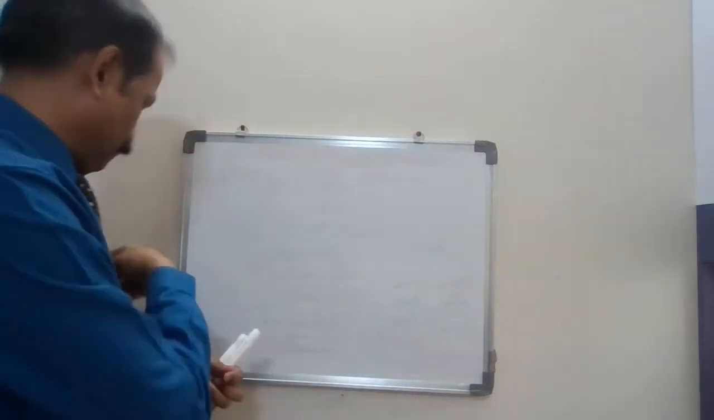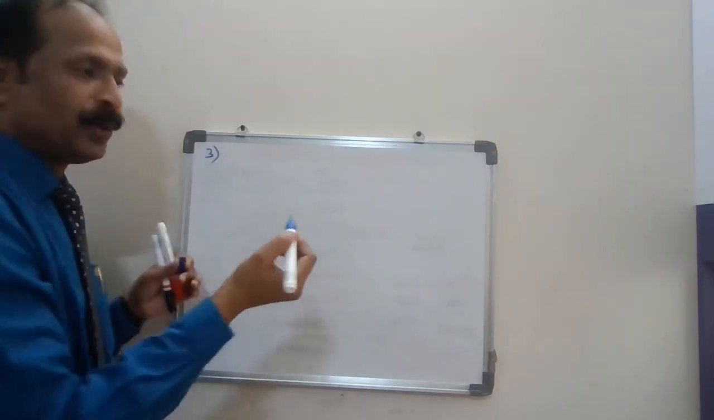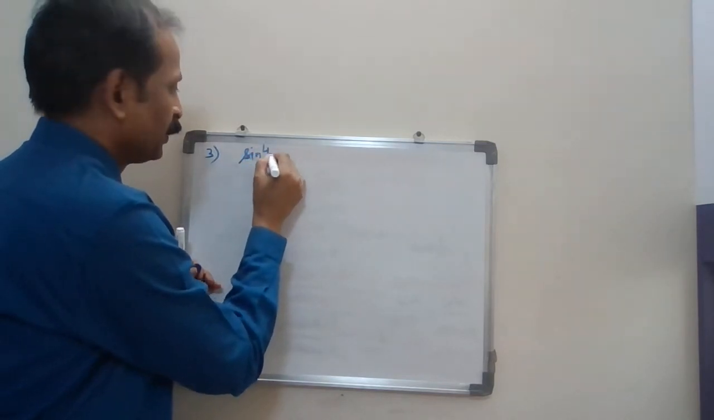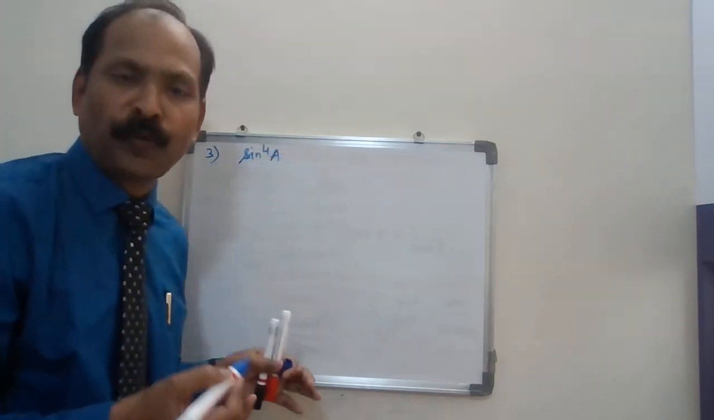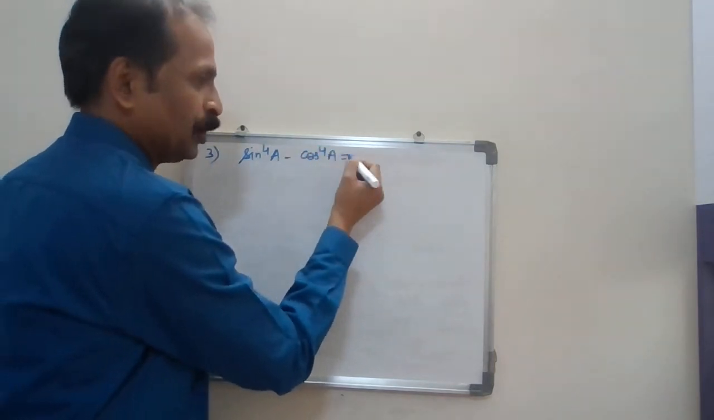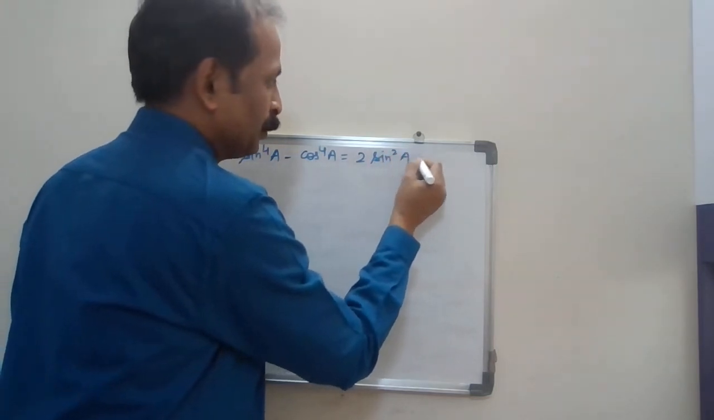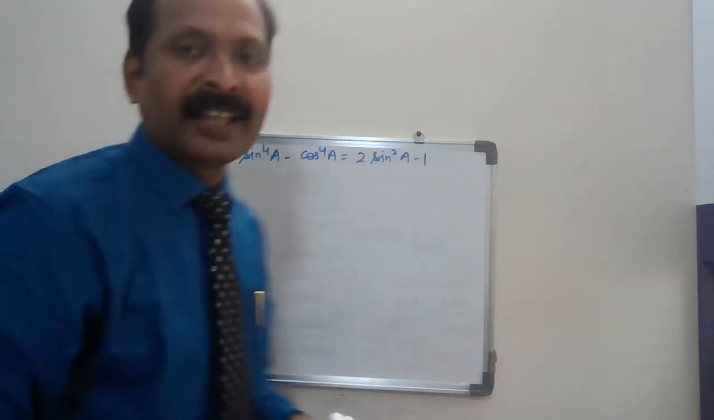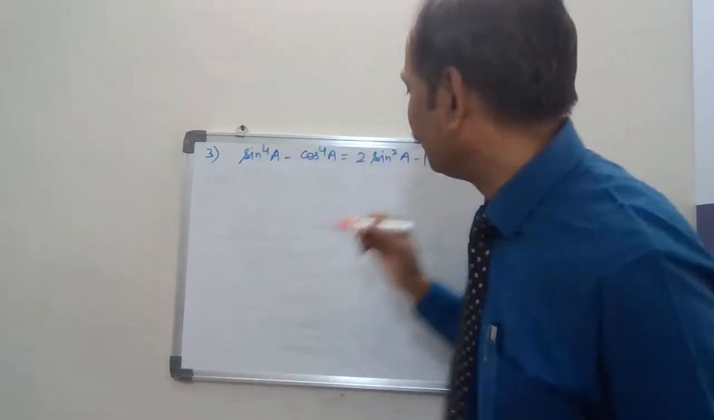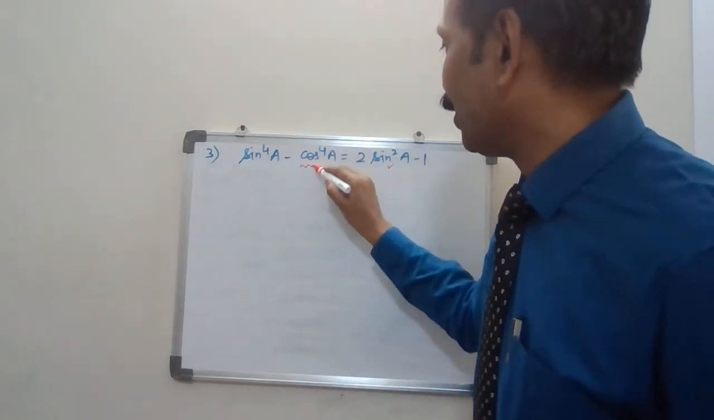Let me take one more. I'm just numbering. You can write the same, or you can just write ABC. So sine raised to 4A minus cos raised to 4A. You have to prove 2 sine square A minus 1. As I told you, please focus on the right hand side. What you have to achieve, you need only sine square A. And you have to get rid of this.